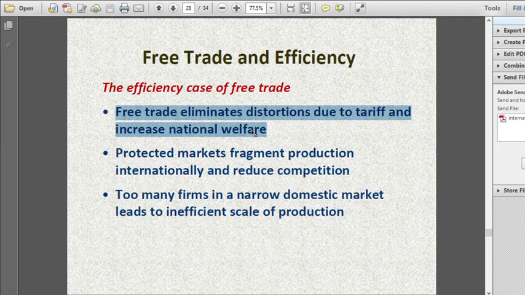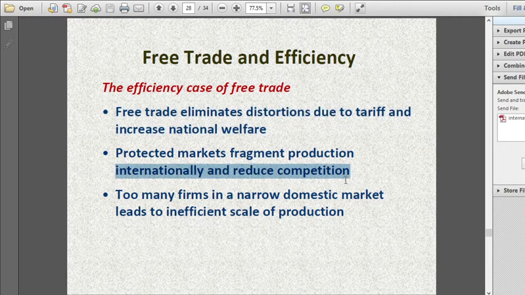It also prevents market fragmentation internationally and reduces competition. So, ito din daw yung nakapagpababa ng competitions internationally, no? It also allows the domestic market to narrow down firms' inefficient scale of production. So, yung mga inefficiency of scale of production ng mga nagtre-trade, nililessen niya to. Ito daw yung pinaka magandang advantage ng free trade.